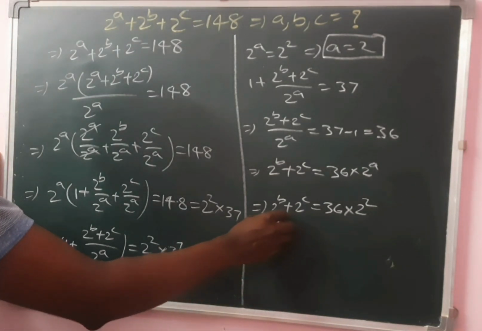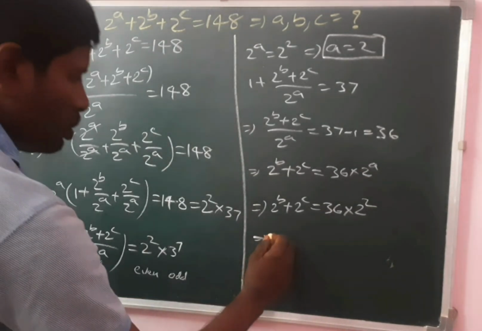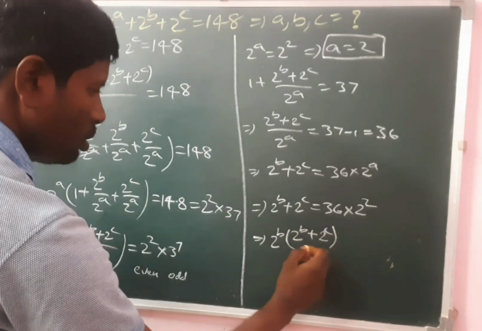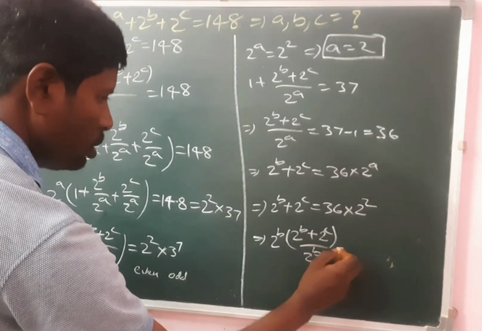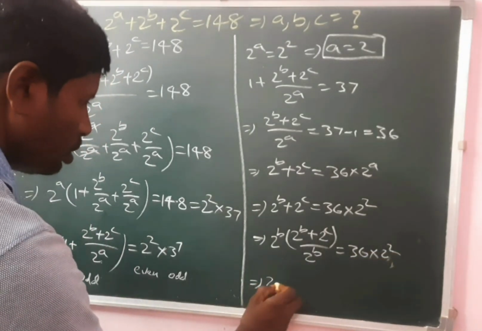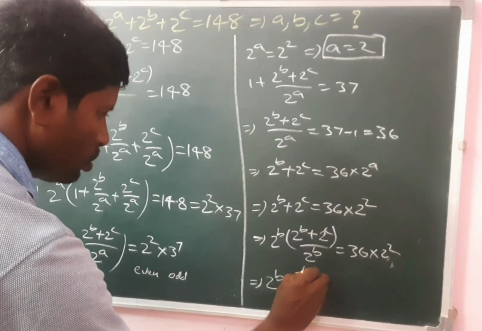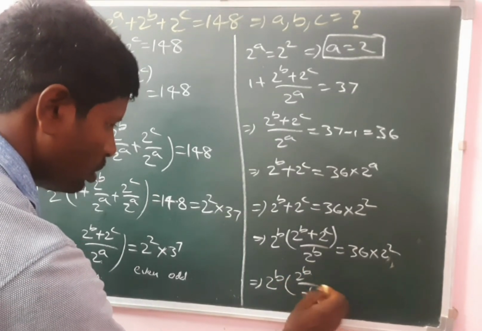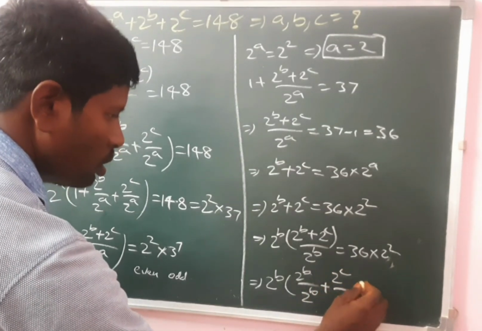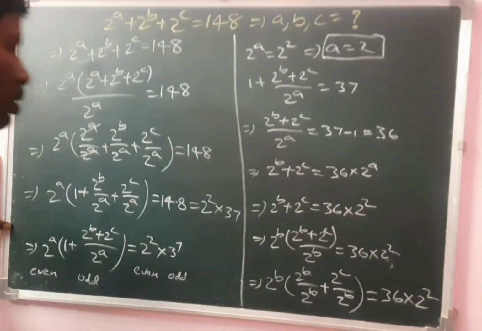ఇప్పుడు దీన్ని 2 to the power of b plus 2 to the power of c ని 2 to the power of b తోని మల్టిప్లై చేద్దాం, మళ్ళీ 2 to the power of b తోని డివైడ్ చేద్దాం. సో 2 to the power of b into 2 to the power of b plus 2 to the power of c by 2 to the power of b is equals to 36 into 2 square. So దీన్ని 2 to the power of b into 2 to the power of b by 2 to the power of b plus 2 to the power of c by 2 to the power of b is equals to 36 into 2 square రాసుకోవచ్చు.